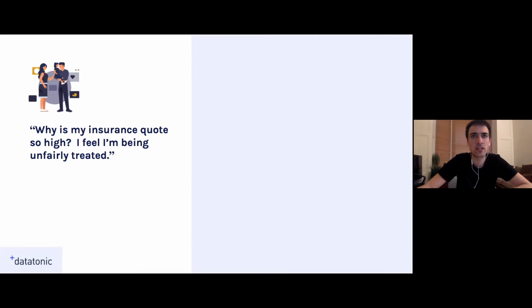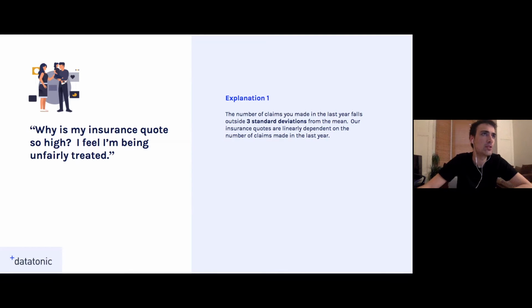And a possible explanation as to why this is the case could be the number of claims you made in the last year falls outside 3 standard deviations from the mean. Our insurance quotes are linearly dependent on the number of claims made in the last year. Now, the problem with this explanation is that it uses terms members of the public may not understand. For example, it talks about standard deviations and linear dependency.